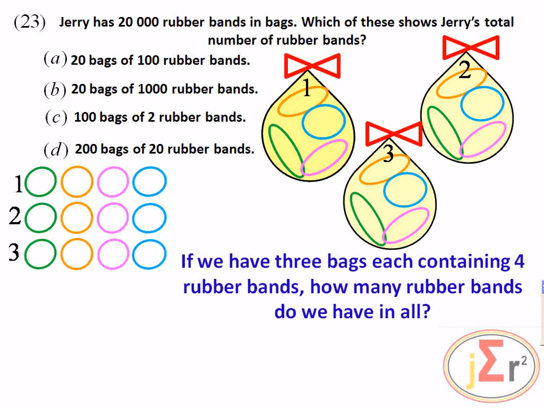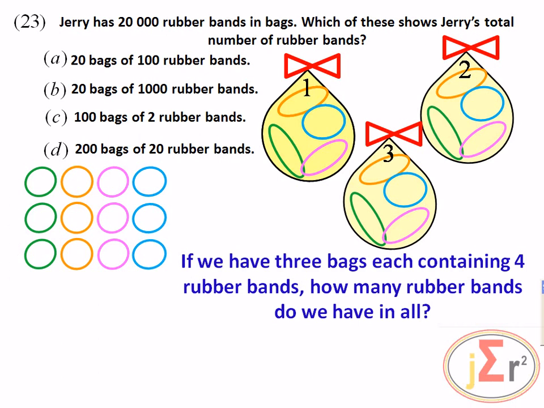As a matter of fact, Jerry just mentioned that if we have 3 bags, each containing 4 rubber bands, it is 12 rubber bands in all. How did you arrive at that 12, Jerry? Because 4 is in each bag and there's only 3 bags. So what do you do with the 4 and the 3? Multiply. Okay, so Jerry multiplied the 4 by the 3, and he got his 12.